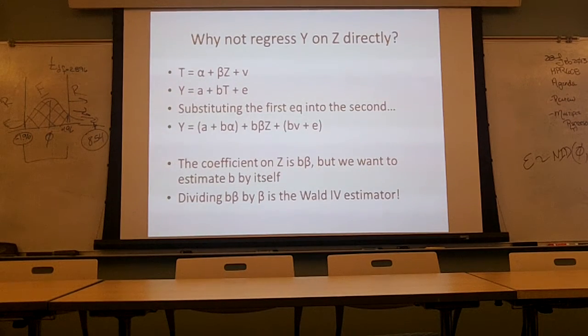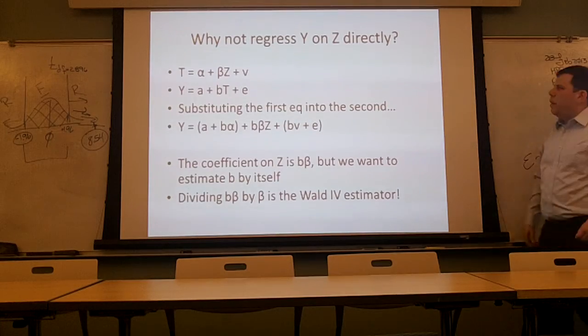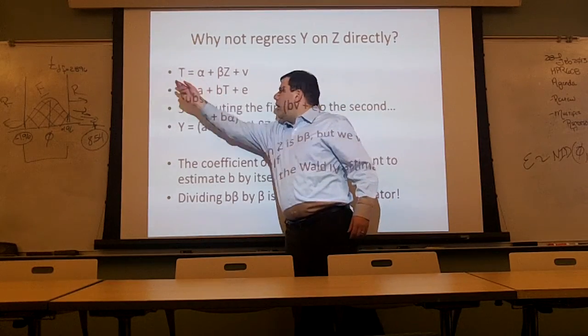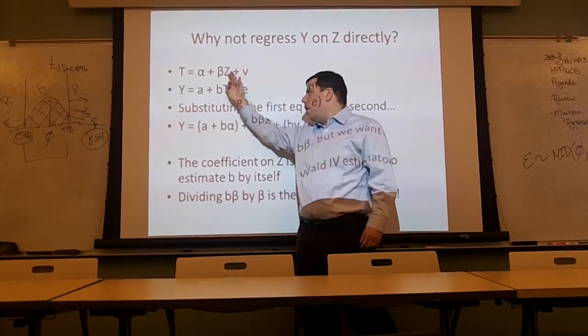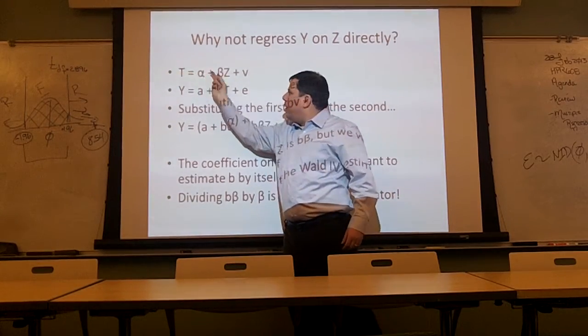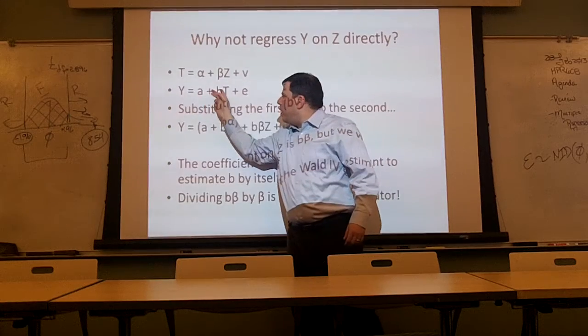So why not regress Y on the instrument directly? Why not just bypass T and say, all right, take T out, what's the effect of Z on our outcome Y? If we do that, we have, again, not controlling for other confounders, but we could add W to the model, no problem. Treatment is a function of beta Z, Y is a function of bT.